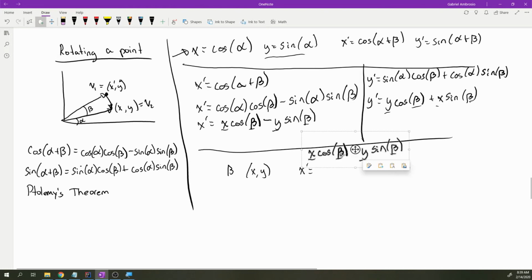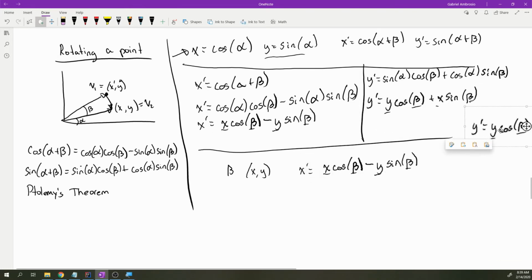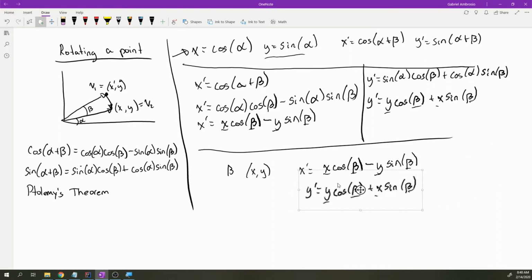I'm just going to copy this. And we would say that y prime would be equal to y cosine beta minus or plus x sine beta. There you have it. That's how you rotate points using mathematics.